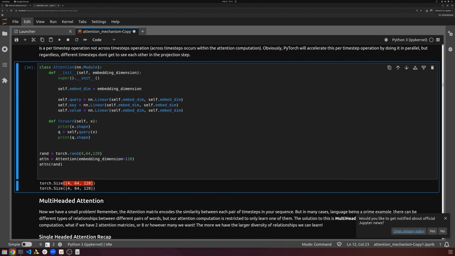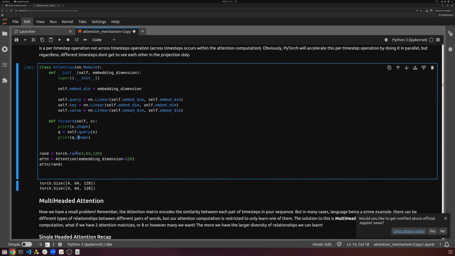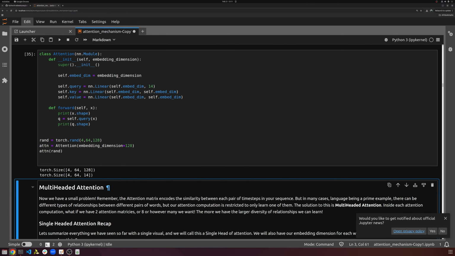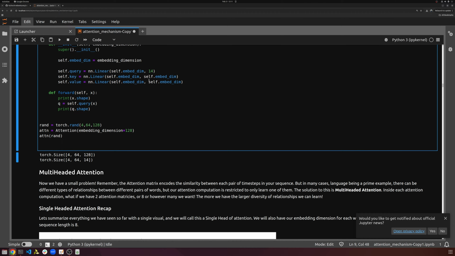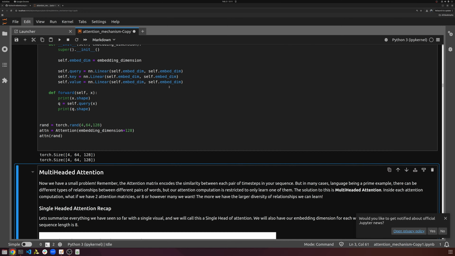When we pass it into our query, it produces a 128. Now, if we didn't make this the same, let's say we made the input embed dim, but the output 14, for example, then our input has 128, our output is 14. So just keep that in mind. But we're going from 128 to 128 right now, and we'll change that in the future, and you'll see why.